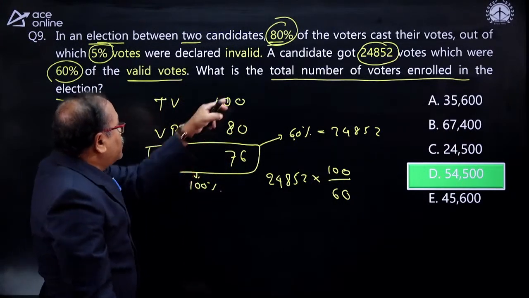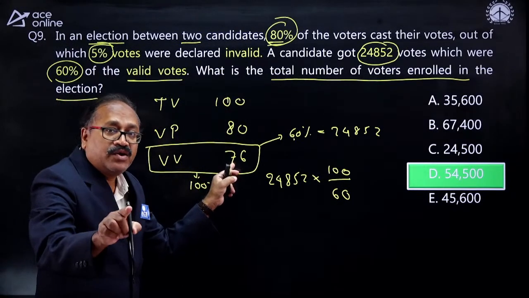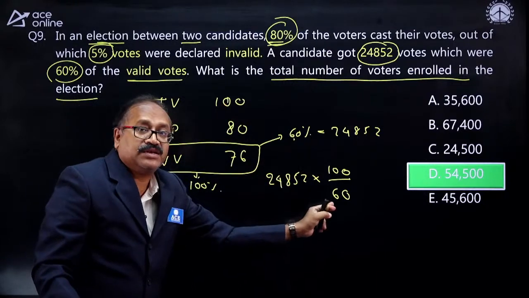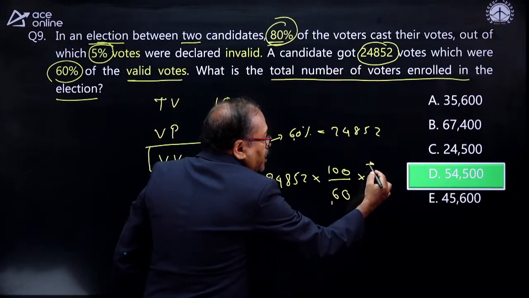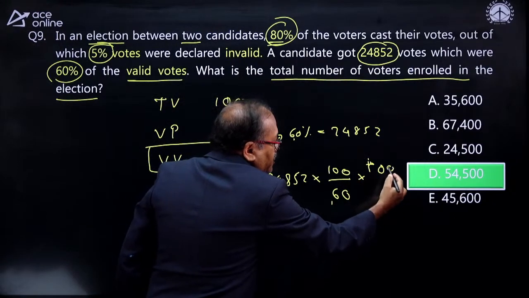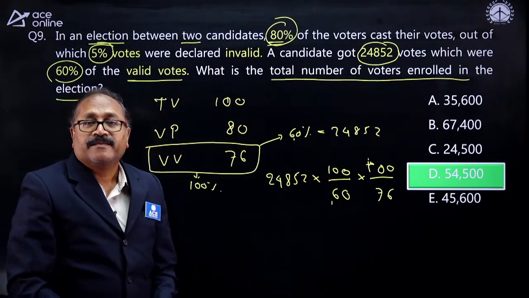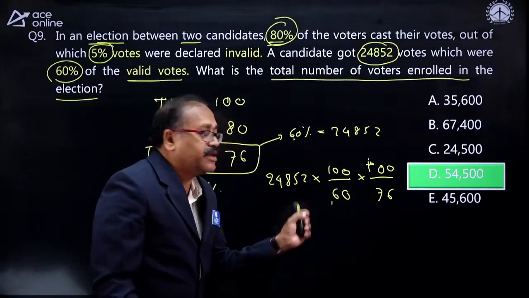So the valid vote, compared with the total, is 76. Now I need to find out 100%. This one is 76%. So in order to get 100%, what should I do? Multiply this by 100 and divide it by 76. That's it. A small calculation is involved over here.